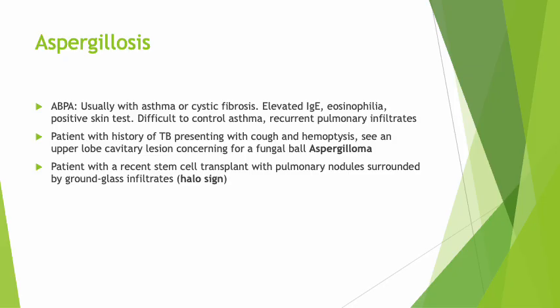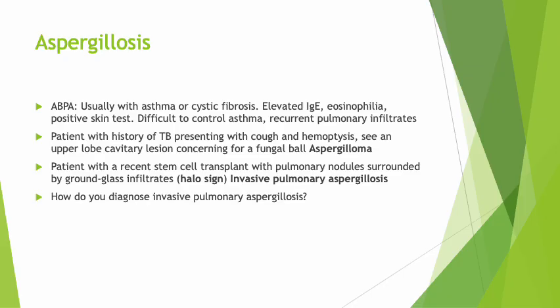And what about someone who's a recent stem cell transplant, so they're immunocompromised, and then on imaging you notice these pulmonary nodules that are surrounded by ground glass infiltrates? And the buzzword that you might see on your exam is the halo sign. So that's going to be that target lesion surrounded by ground glass. And in this condition, that ground glass is actually reflecting hemorrhage. So this is trying to get you to think about invasive pulmonary aspergillosis. And how do you diagnose invasive pulmonary aspergillosis? So the answer for this one is going to be our serum galactomannan assay.